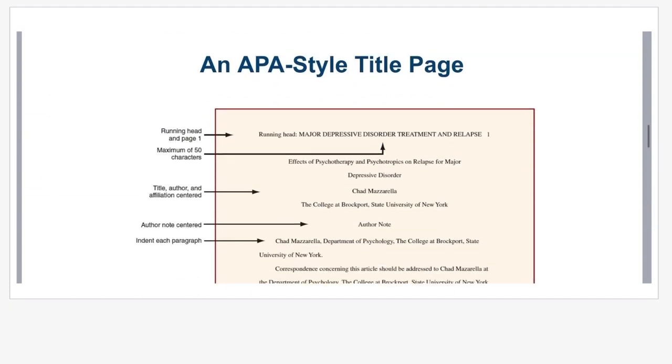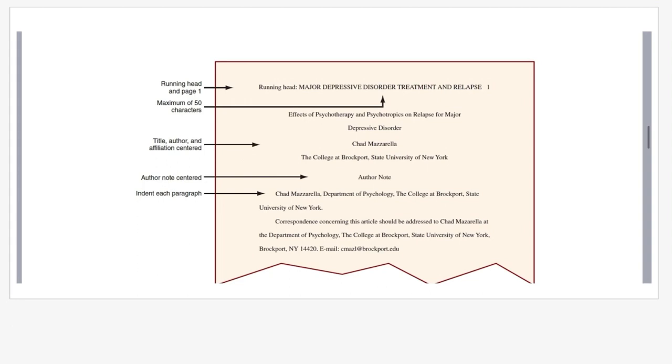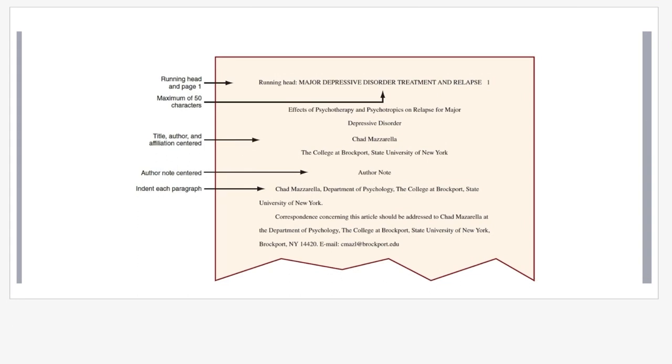Okay, so the example in your book here of a title page is figure 16.1. You see the running head, you see the lowercase h in running head, you see that the running head itself is always all capital letters, and that it's a few of the keywords from the title. It has to be less than 50 characters. That includes spaces.